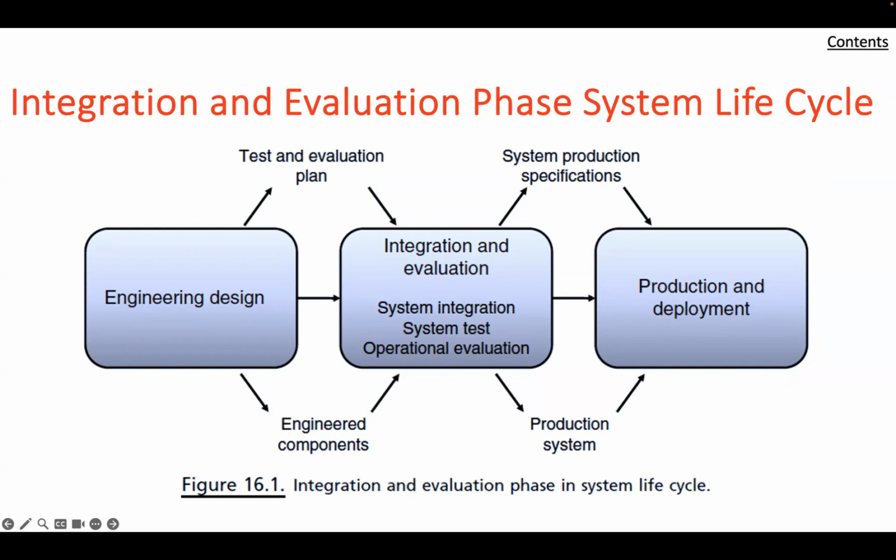The figure is a functional flow view, which shows the integration phase to be the transition from engineering design to production and operation. Its input from the engineering design phase is an engineered prototype, including components. The outputs of the integration and evaluation phase are system production specifications and a validated production system design.